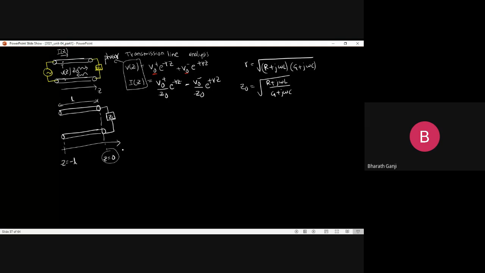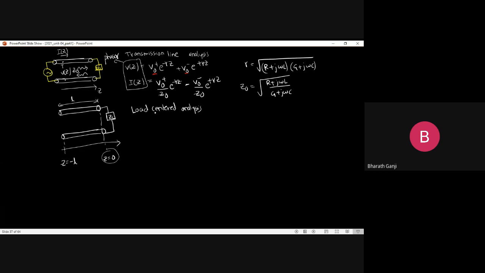Load-centered analysis implies that you're taking Z equal to zero at the load. So simply, instead of thinking that the source is at zero and the load is at some length L, we think the load is at zero and the source is at minus L. When we think like this, we have seen that we got a few interesting equations.